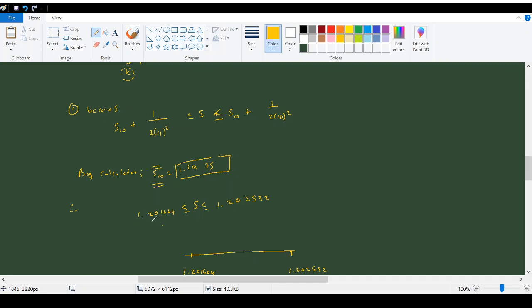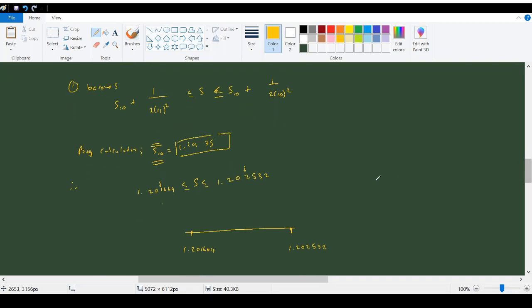See here, 1.2 some 0 something, and this is 1.20, this one. The difference starts at the third decimal point. Okay, so now we know for sure that the actual answer for the series, which is represented by S, will lie between these two numbers.